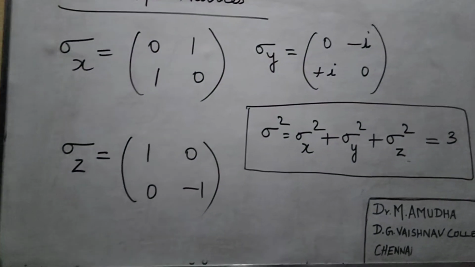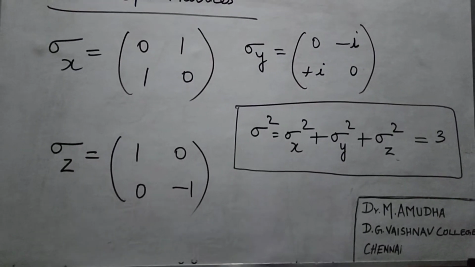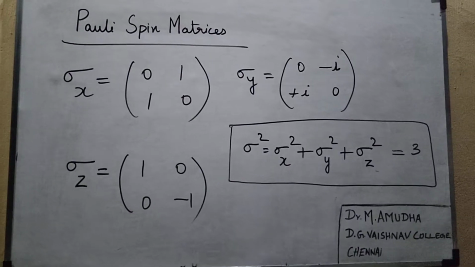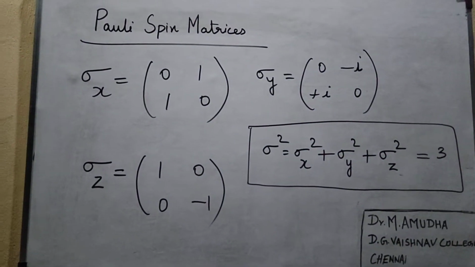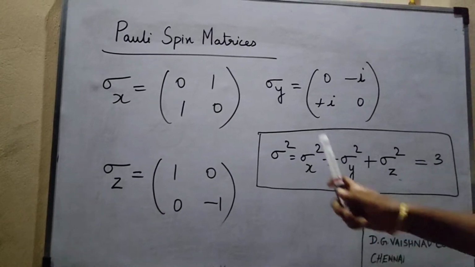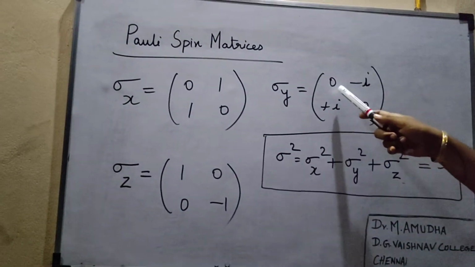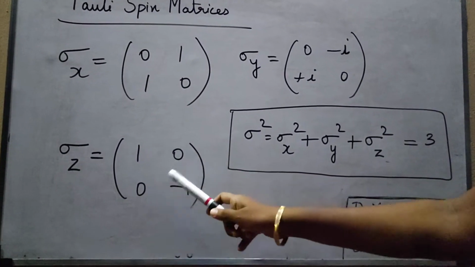In this session, we are going to see about Pauli spin matrices. So, sigma x, sigma y, and sigma z are called Pauli spin matrices. Pauli spin matrices are 2 by 2 matrices. The matrix may be either real or complex. Here you can see sigma x is 0, 1, 1, 0, and sigma y is equal to 0, minus i, i, 0. Sigma z is equal to 1, 0, 0, minus 1.